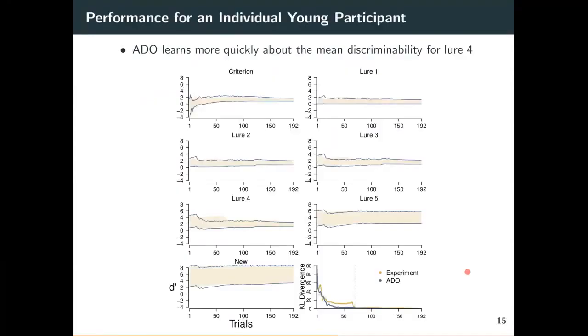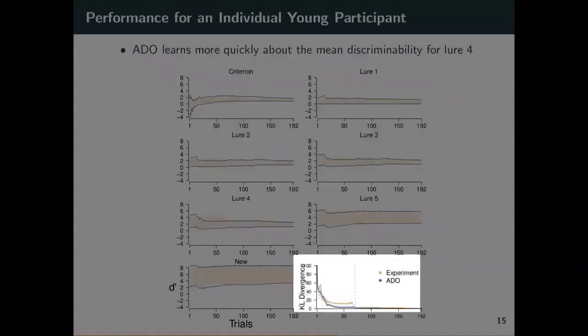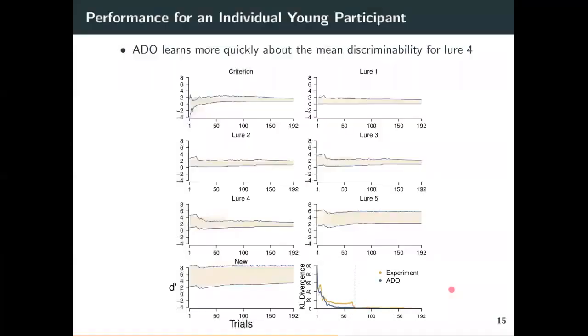Here are some results for one individual young participant. The Kullback-Leibler divergence is summarized down here across the 192 trials, and you can see that it falls slightly more quickly under adaptive design optimization. This dotted line shows the first point at which a stimulus wasn't available that adaptive design optimization wanted, and you can see at that point it's outperforming the experimental order.